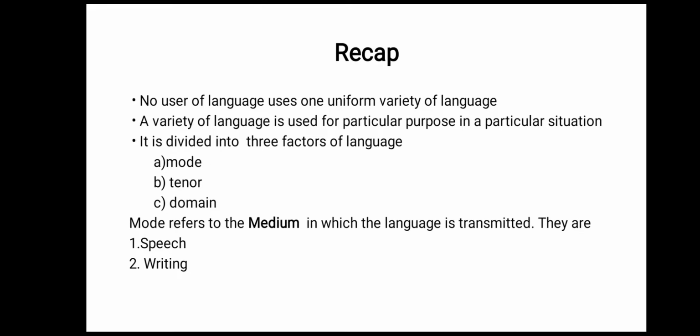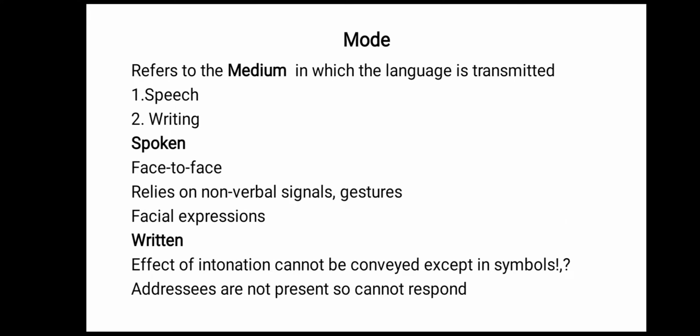Let us recap what we had discussed in the last sessions. No user of language uses one uniform variety of language, and we have also known a variety of language is used for a particular purpose in a particular situation, and it is divided into three factors of language, that is mode, tenor and domain. The mode refers to the medium in which language is transmitted, and they are speech and writing. Mode refers to the medium in which language is transmitted, that is speech or writing.